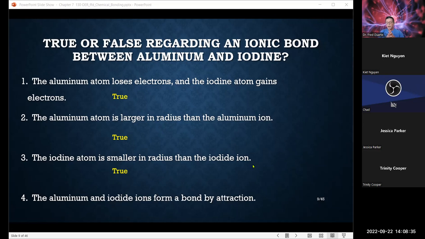The aluminum and the iodide ions, okay, that's important. It said the ions form a bond by attraction, and that is true. It is a full positive and a full negative charge that come together and are attracted, much like two magnets coming together. Okay.